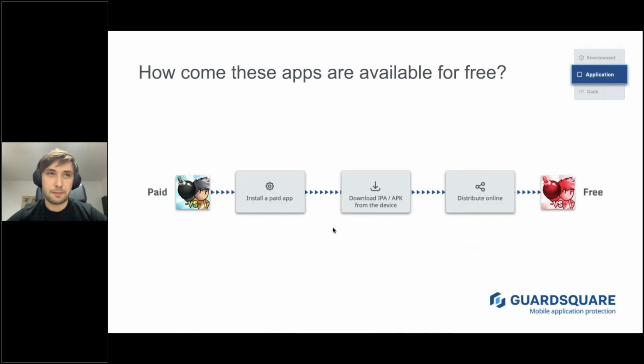Firstly, an attacker would download a paid app and then install it on a device. Once the app is installed on a device, we can download the IPA or APK file from the device to our computer. And once we have the APK or IPA file, we can share it with anyone. We can share it with friends or even distribute it online and allow everyone to download it for free. So that one is actually quite easy to do. Just pay once and then redistribute it.